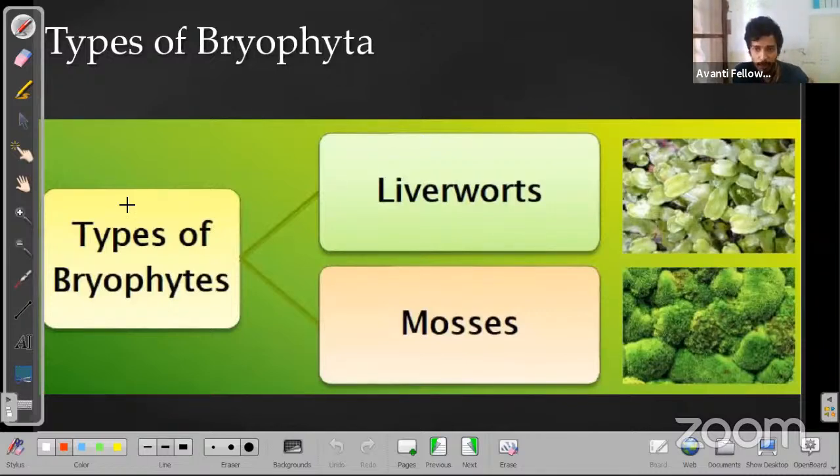So the conducting tissue of bryophytes is made up of parenchyma cells. The conducting system is through the regular cells or parenchyma cells. It does not have any xylem or phloem. Okay, so bryophytes have three types actually: liverworts, mosses, and hornworts. But hornworts are removed, sorry, not in your syllabus. So you only have to study liverworts and mosses. Okay.